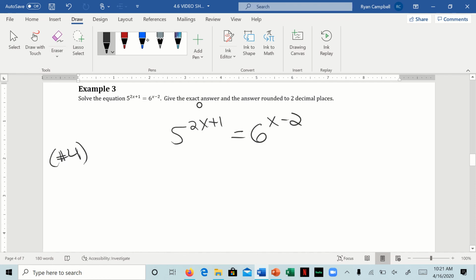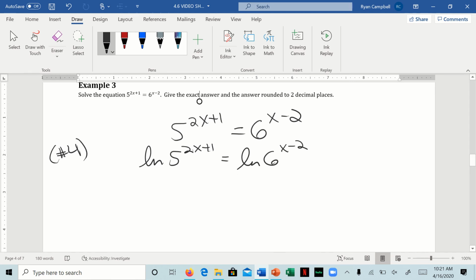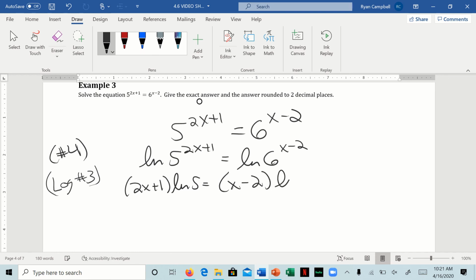So if we take the natural log of both sides, all right, now we have the log of something raised to a power on each side. So we can use log law number 3, right? We can bring those exponents out front. 2x plus 1 times the natural log of 5, x minus 2 times the natural log of 6.